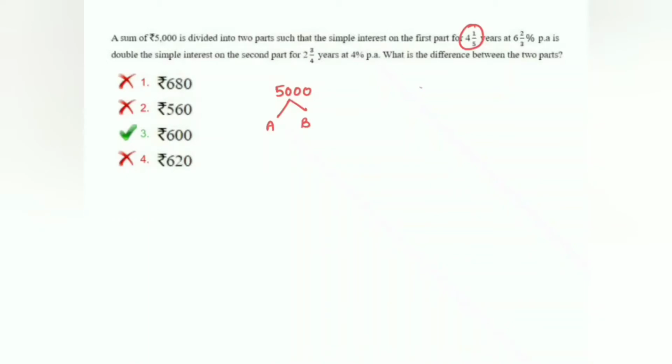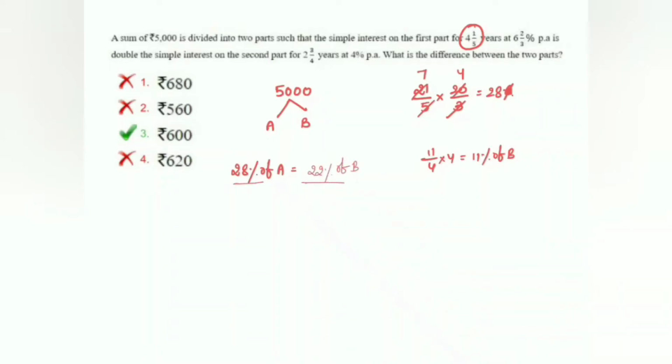4 1 by 4, which is 17 by 4, times 6 2 by 3, 20 by 3. If you simplify it, 17 times 5 is 85, hmm, therefore 28%. Upon the first one, you are getting 28%, which means the interest is 28% of A, which equals 2 times the interest on the second. If you take the second one, 2 3 by 4, that is 11 by 4 into 4 years, that gives you 11% of B. So 2 times means 22% of B. Because the first one is 2 times the second one, equate it like that.